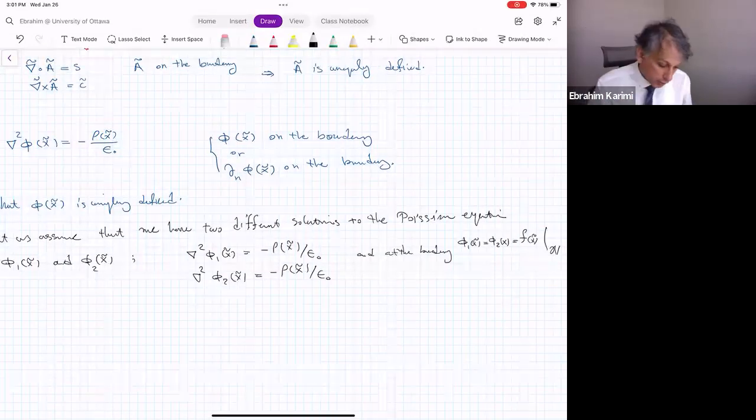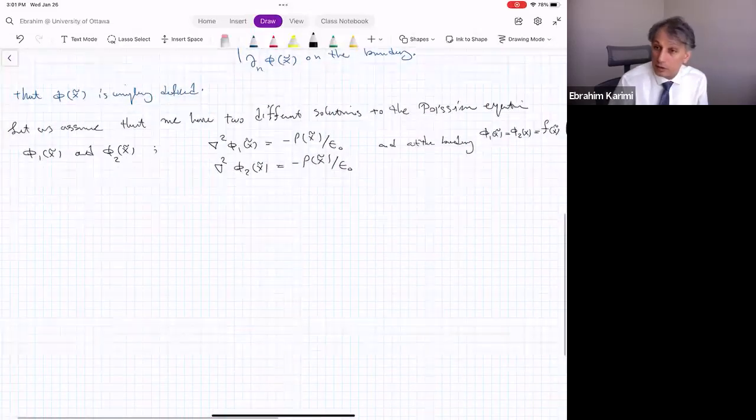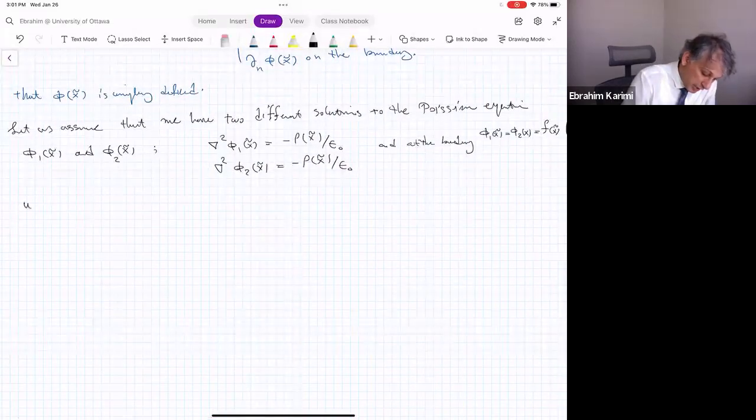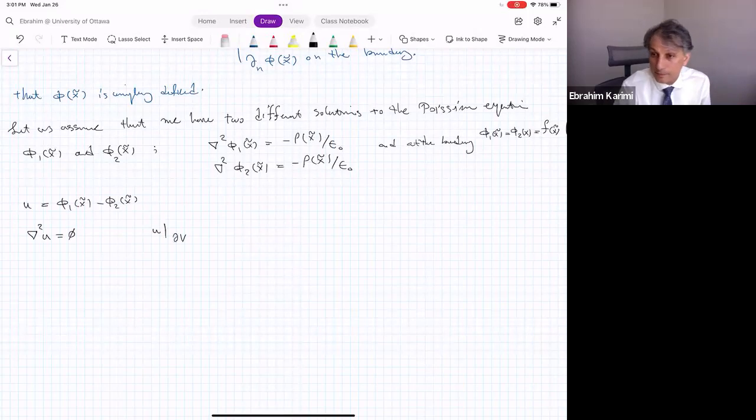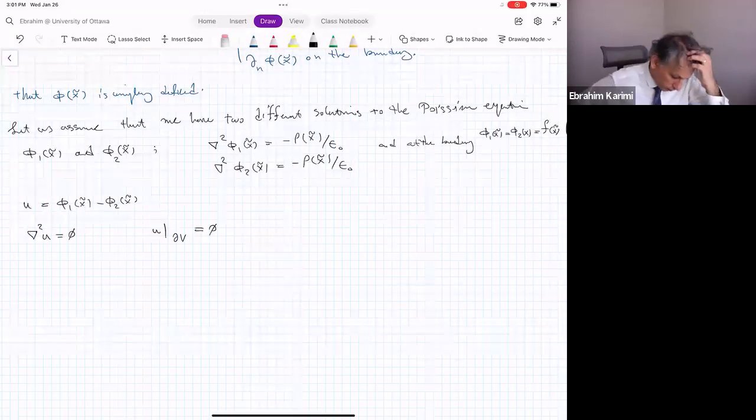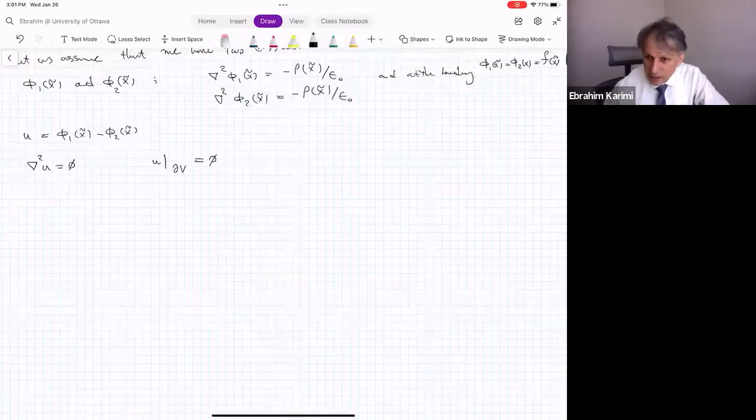Okay? So what do you get from this relationship? We assume now that u is a new function which defines the difference between phi 1 of x and phi 2 of x. Then the Laplacian of u is equal to 0. All right. And what is u at the boundary? It is 0. All right. Fantastic. So I end up with this equation that the Laplacian of u is equal to 0 and u at the boundary also is 0. Now let us use the first Green theorem.